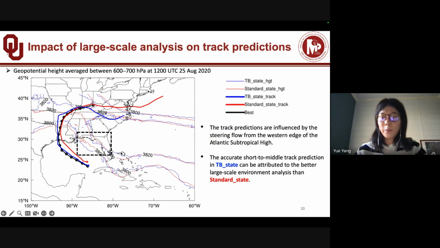The track predictions are influenced by the steering flow from the western edge of the Atlantic subtropical high. We can see the accurate short to middle track prediction in the TB state shows a close relationship to the large-scale environmental analysis. In the black box, the high in the standard state, the thin red line, shifts towards the northeast compared to the TB state, the thin red line, consistent with the track patterns.